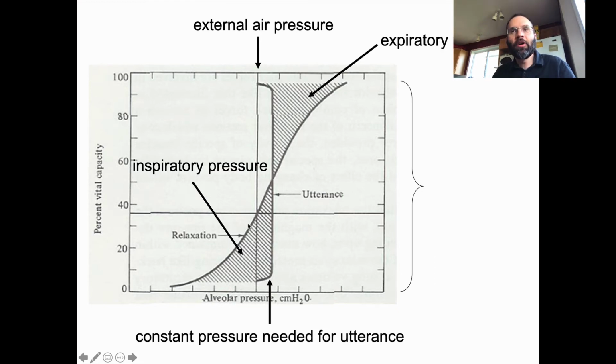So if I push my lungs, if I make them bigger than the equilibrium, there's going to be a relaxation pressure to go back down to the equilibrium, right? I get that for free because of the way these two things are linked up with each other. So here's the equilibrium point. Like I said, it's about 35% of your vital capacity. And if I expand my lungs beyond that, then I get this relaxation pressure.